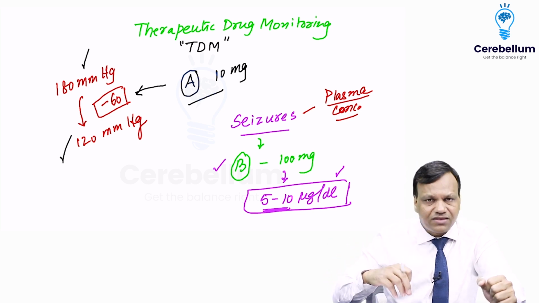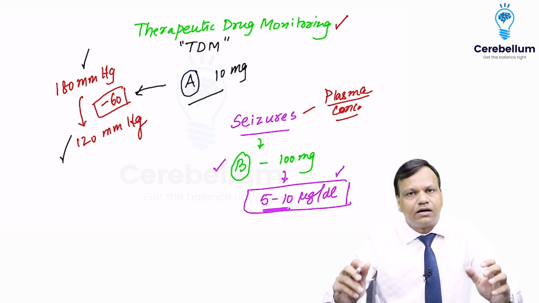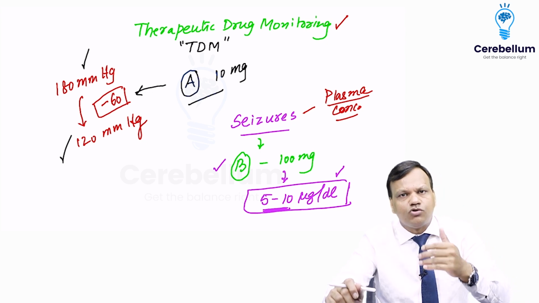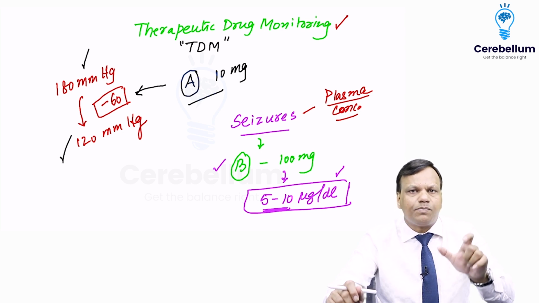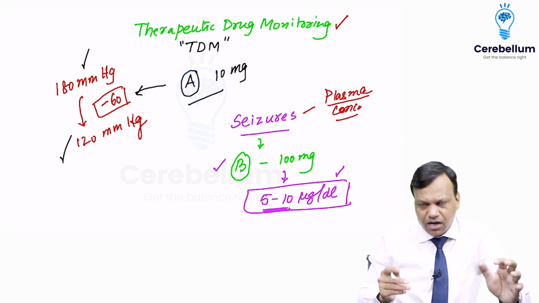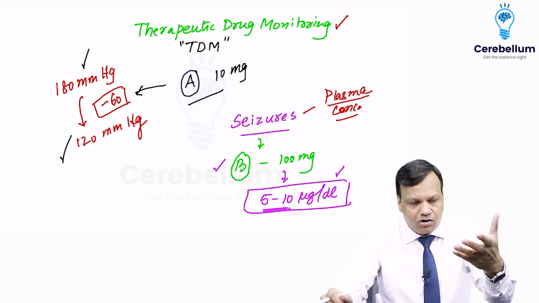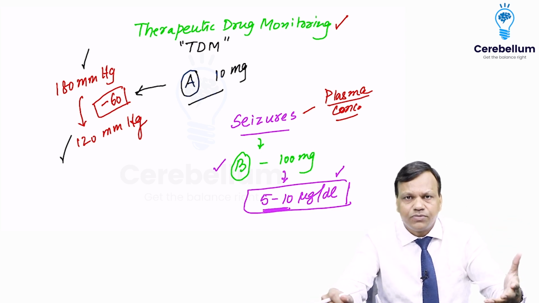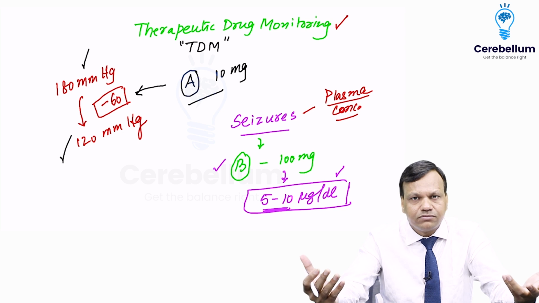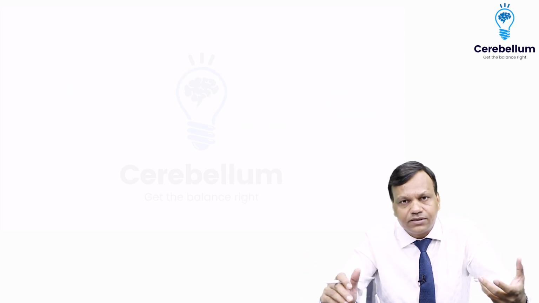Okay? So this method of adjusting the dose of a drug is called therapeutic drug monitoring. Therapeutic drug monitoring is adjustment of the dose of a drug according to its plasma concentration. Now, if we are adjusting according to plasma concentration, that means we are doing the best thing, because the response is according to plasma concentration. So if we are doing the best thing, then we should do TDM for every drug. But we do not. Why do we not do TDM for every drug?